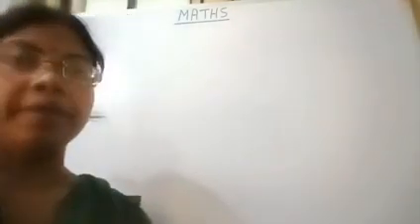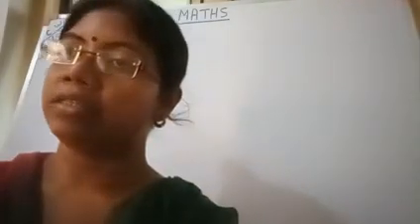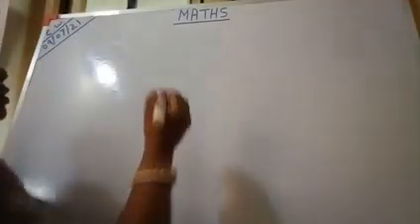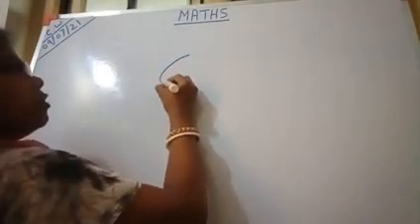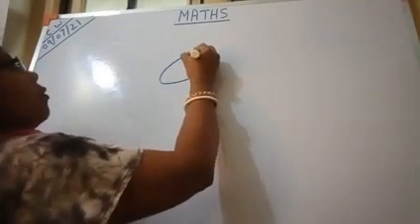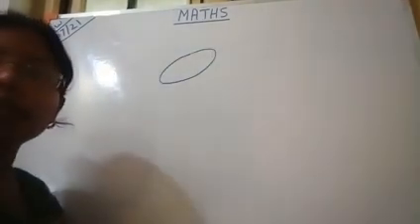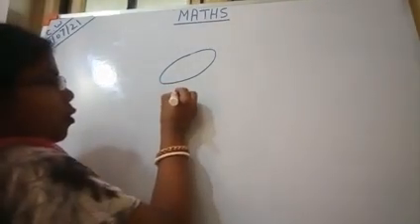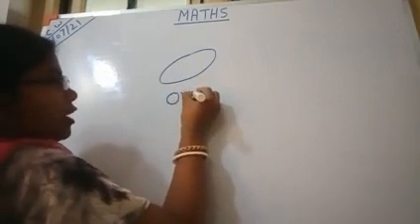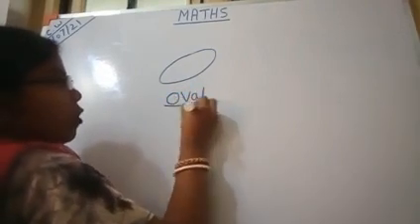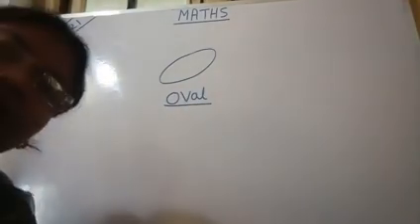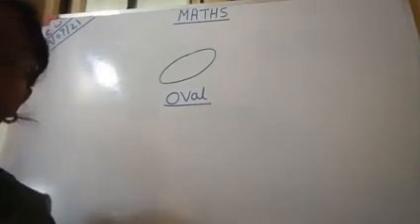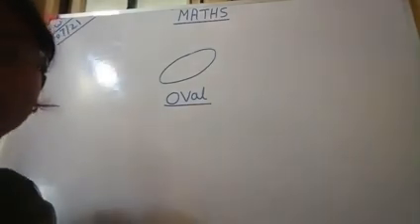Oval is the shape which is oval in shape. It is not in your book. So, this is the shape of oval. This is oval. Spelling: O-V-A-L. Oval. This is the spelling of oval.